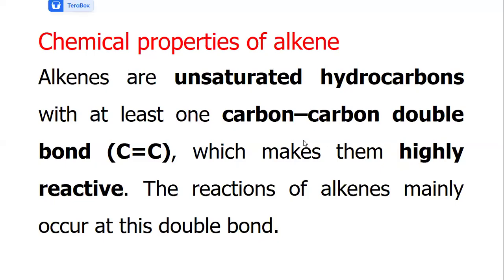Hello, good morning. Chemical properties of alkenes. Alkenes are unsaturated hydrocarbons with at least one carbon-carbon double bond, which makes them highly reactive. The reactions of alkenes mainly occur at this double bond.